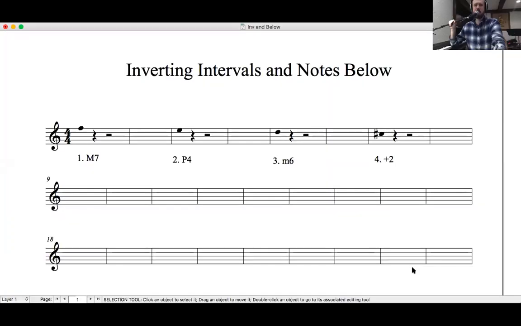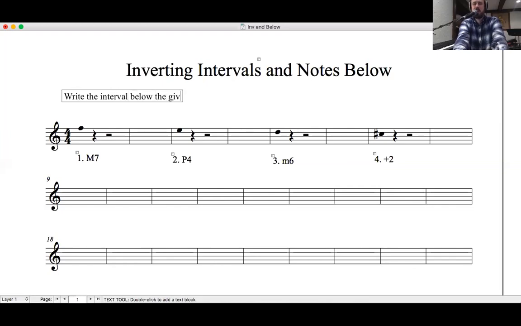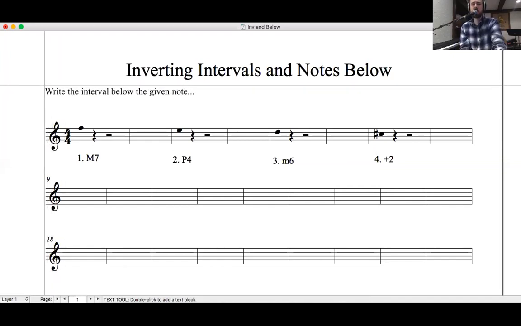So I want to take a chance to do a little practicing on something on our homework. This is the last exercise on our homework, and I just want to go through how we do it because these are really tricky, but thankfully our idea of inverting can really help us. The instructions say something like, write the interval below the given note, right?